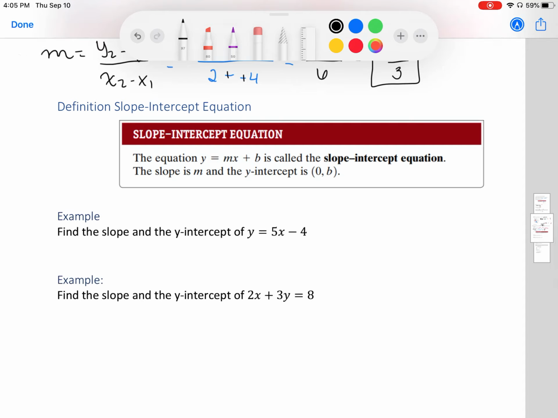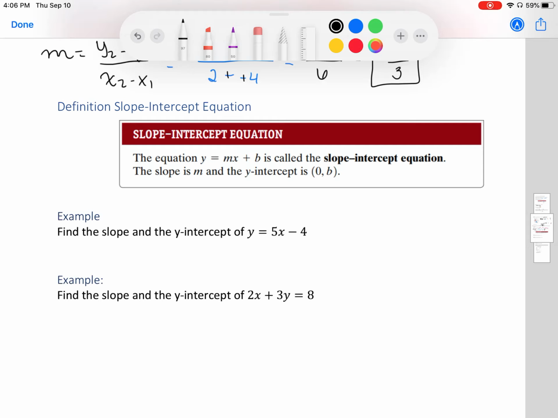Definition of slope-intercept equation. This equation y equals mx plus b is called the slope-intercept equation. The slope is m and the y-intercept is (0, b). Example, find the slope and the y-intercept of y equals 5x minus 4.